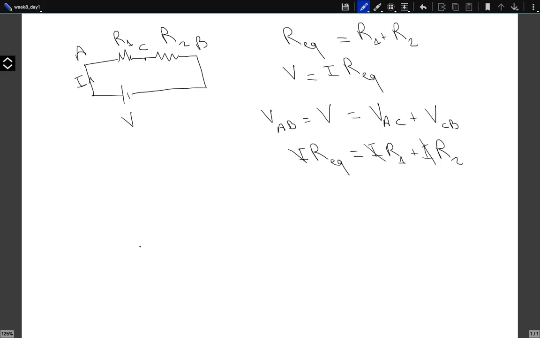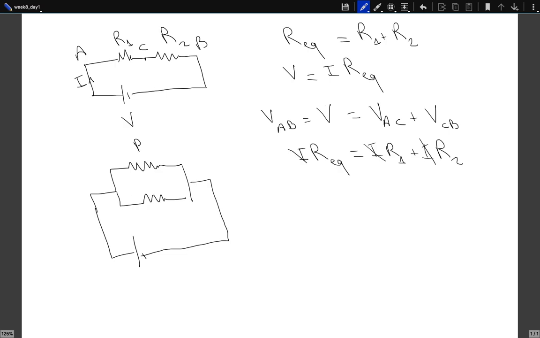And then we said, okay, we can also connect the resistors in parallel, meaning that different currents are passing through those two resistors. This is one resistor, this is the other resistor. This is R1, this is R2. This is the battery. And in this case, we said that 1 over the equivalent resistance is given as 1 over R1 plus 1 over R2.